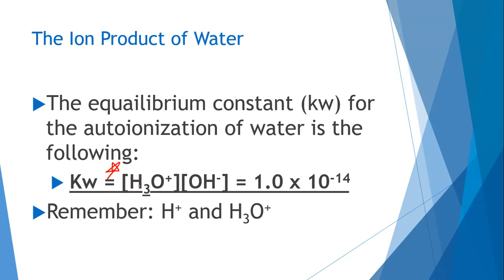One thing I want you to remember is that H plus and H3O plus are the same for our intended purposes, which means sometimes you might see this equation written as H plus times hydroxide equals 1.0 times 10 to the negative 14th. And again, they mean the same thing for our purposes for this lesson, so you can see them as the same thing.